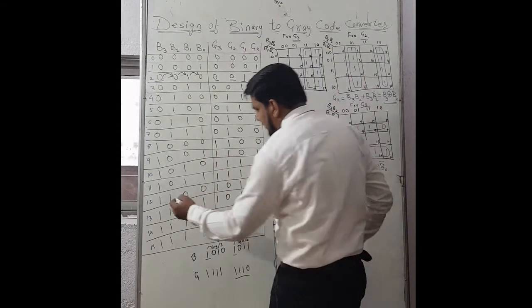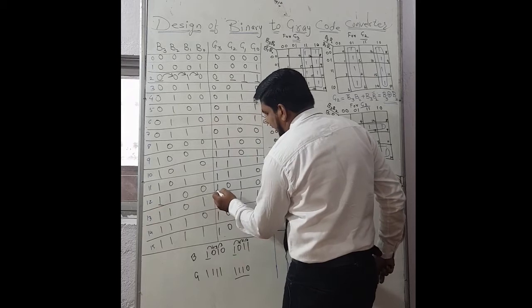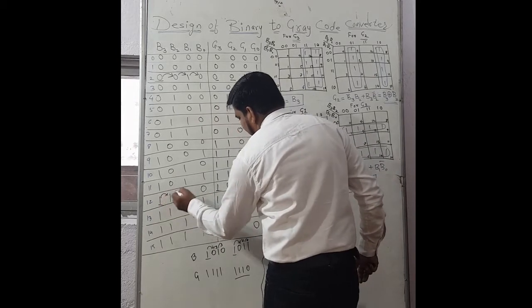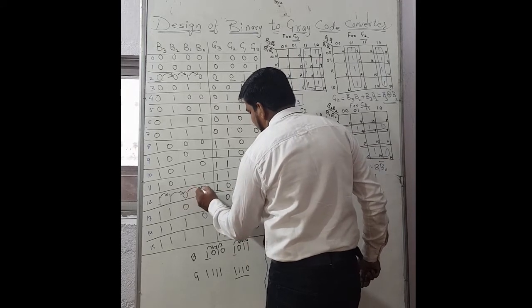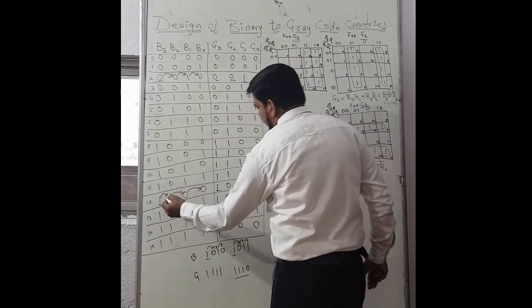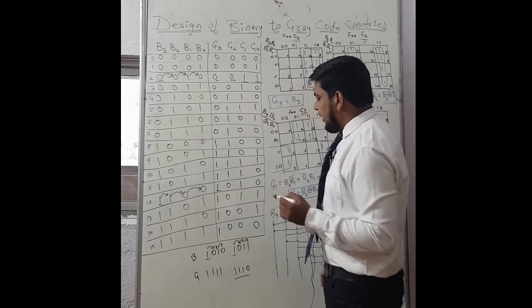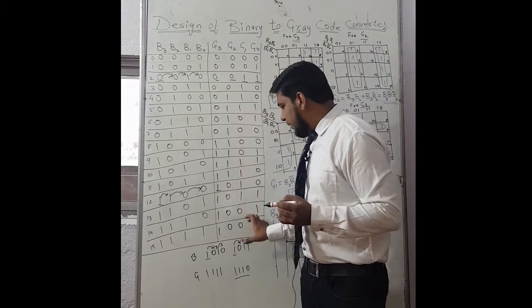Take any of the examples. Suppose this one, we have to take the first bit as it is. 1 XOR with 1 is 0, 1 XOR with 0 is 1, and 0 XOR with 0 is 0. In this way, this is binary and this is its gray equivalent. The complete truth table should be completed.